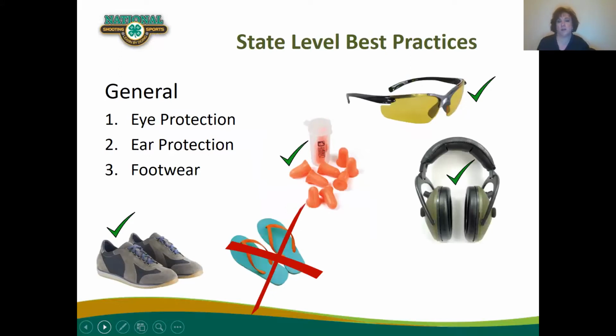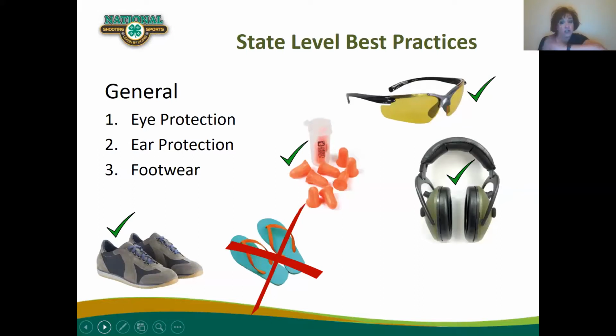So right now we're going to talk about the national committee and what their recommendations are. I will tell you that one of the things our state advisory committee is going to start looking at is what our state level best practices are going to be, based on what the university is telling us we need to do now, which as I said before is a little bit different than it's been in the past. So, recognizing the diversity of the 4-H shooting sports program within each state, here are the recommendations.